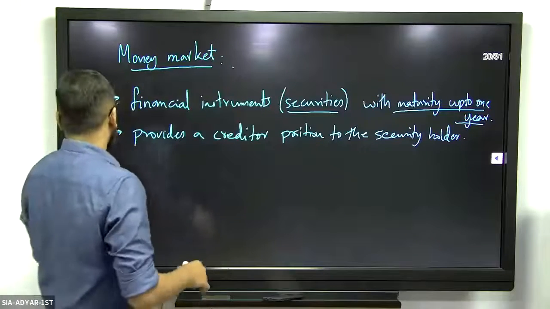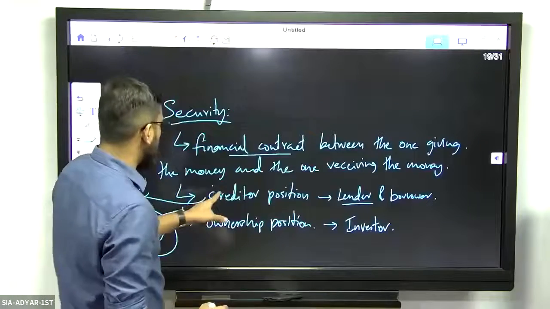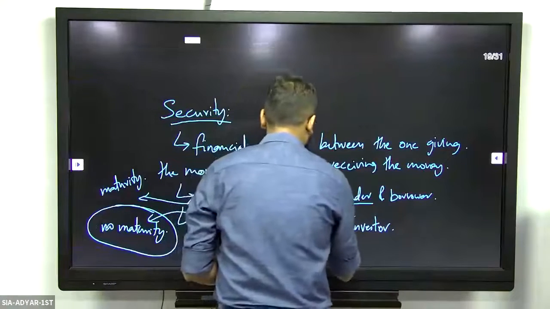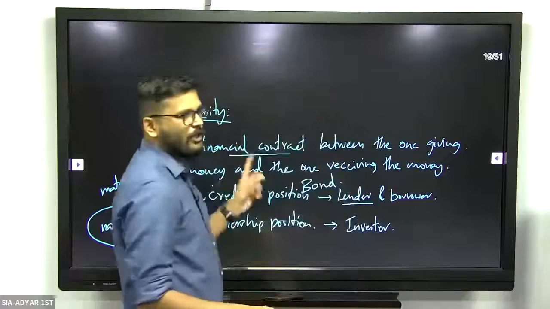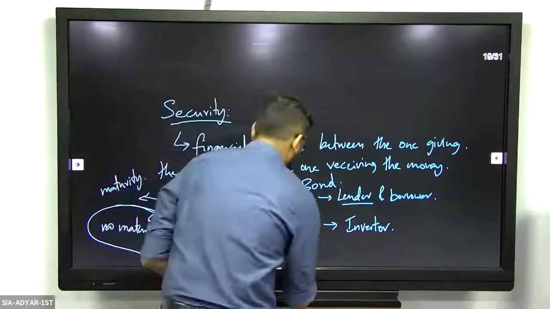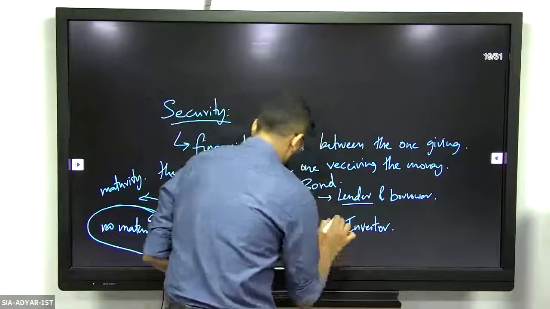Okay, just another addition: if something provides a creditor position, you can call it a bond. That security can be called a bond. Whereas if it provides an ownership position, you can call that security by the name share.